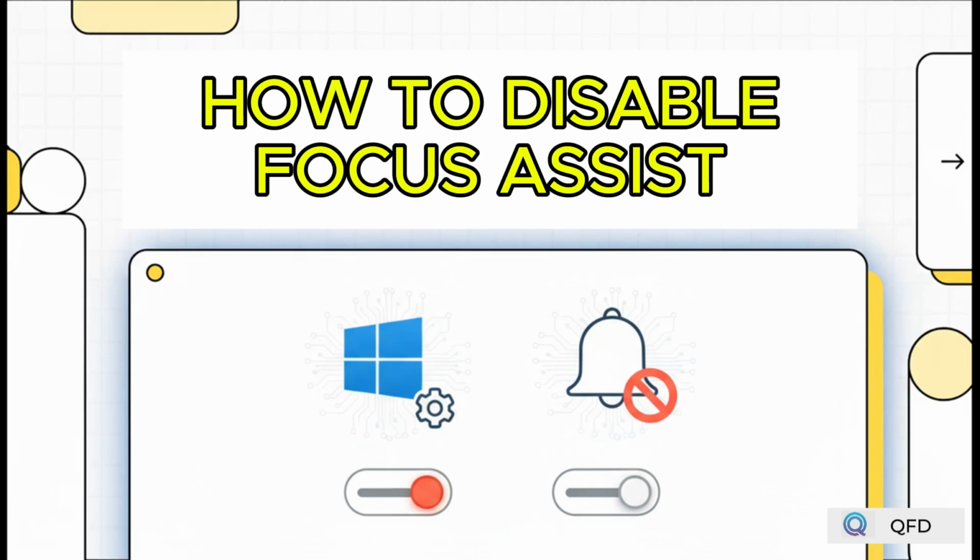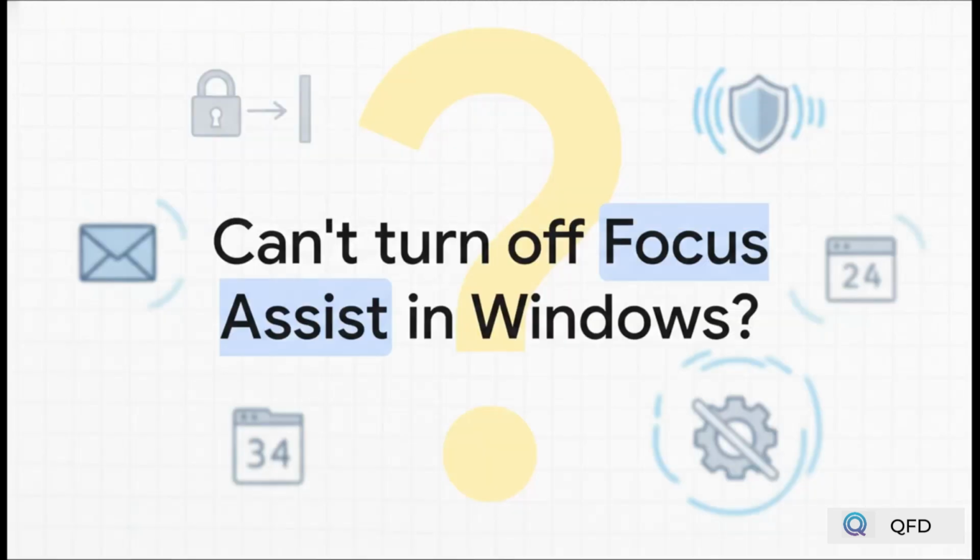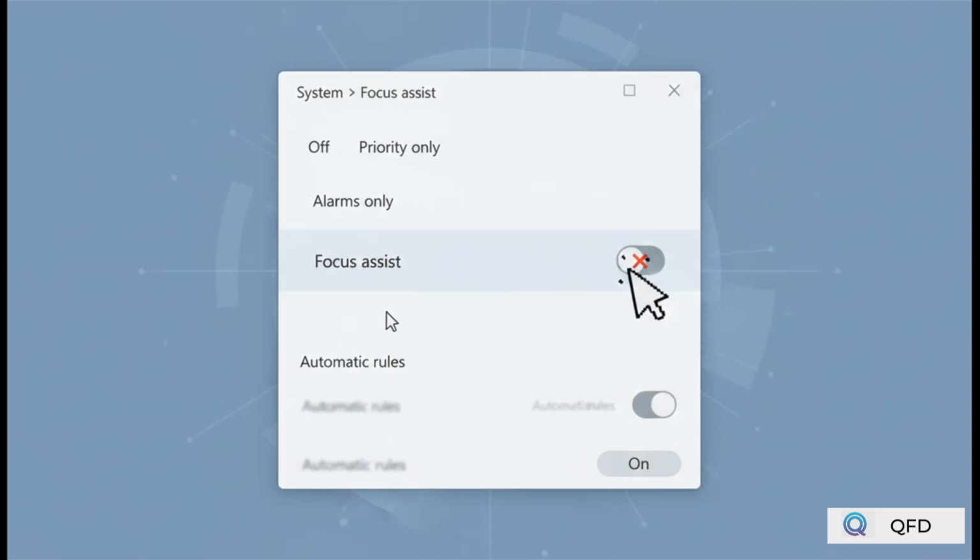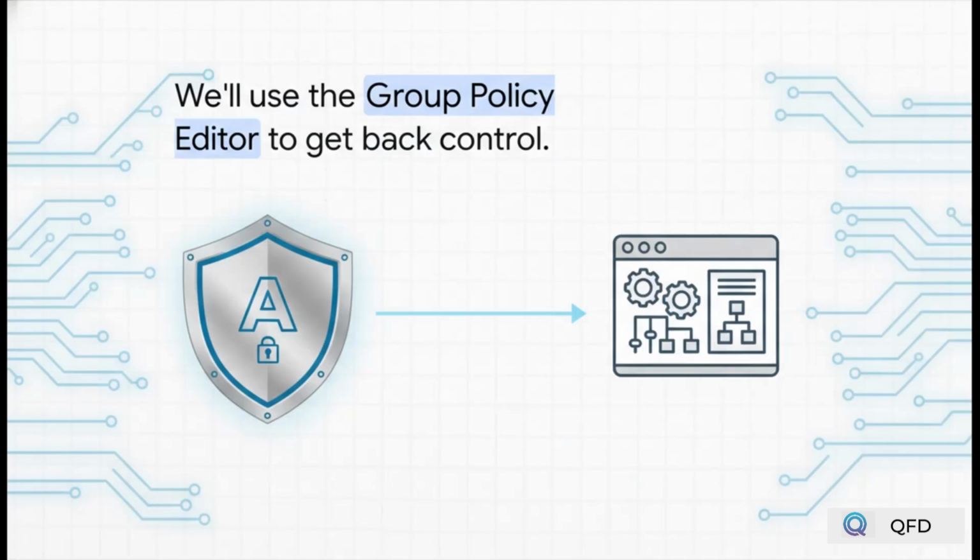So, Windows Focus Assist won't turn off? Let's fix that stubborn feature for good. Ever find yourself stuck with Focus Assist on and you just can't turn it off in settings? You go into settings and the option is grayed out, or it just flips right back on. But hey, there's a permanent fix. We just need the group policy editor. You will need admin rights though.